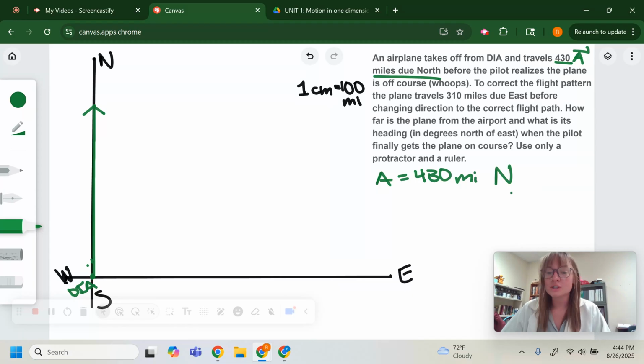And capital letter N in physics stands for newtons. And so to show that this means north and not newtons, we take this little direction here and we put it in brackets like so. And the brackets show, hey, this isn't units. We're not saying 430 miles newtons. We're saying 430 miles north.